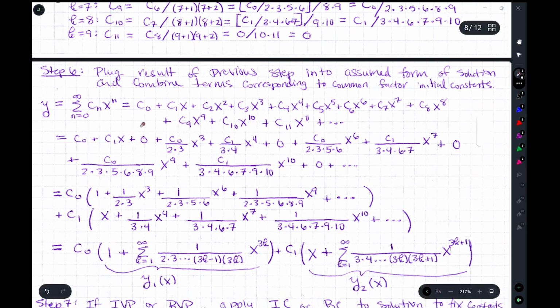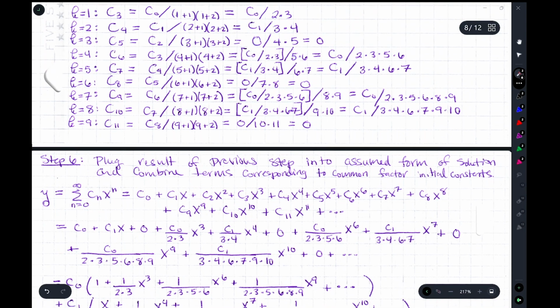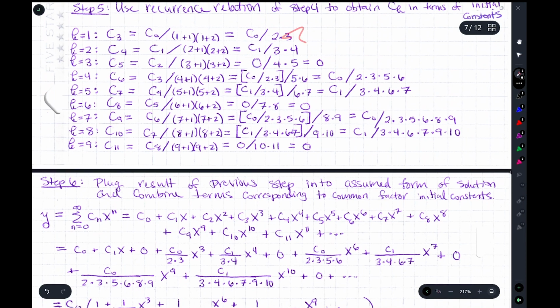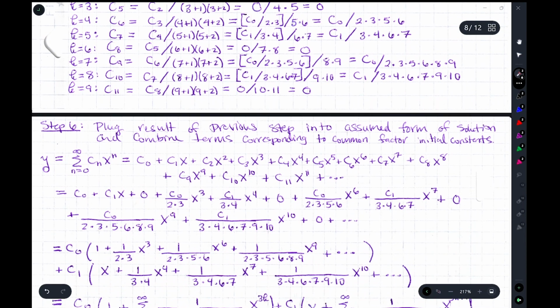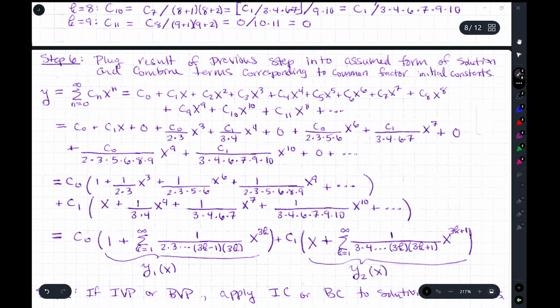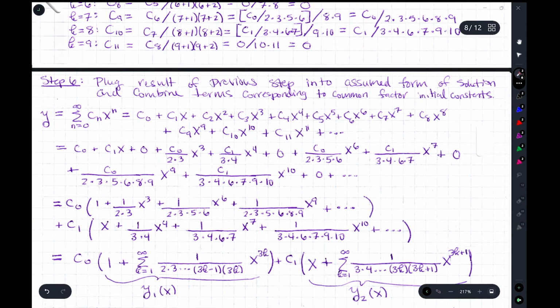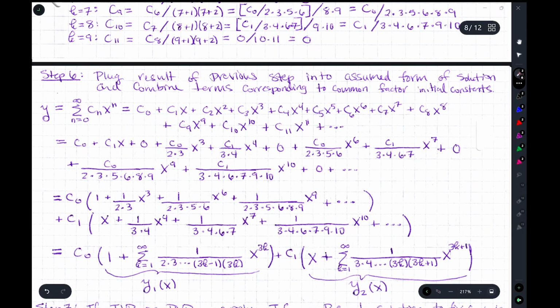So here we then have this expansion, and we're going to now plug in our results. C naught is just C naught, C1 is just C1. Now C2 is 0. We found that from the identity property. What about C3? C3 turned out to be C naught over 2 times 3. And likewise, we could keep going through this. Here I take it really far, to the 10th or 11th term. And now what am I going to do?